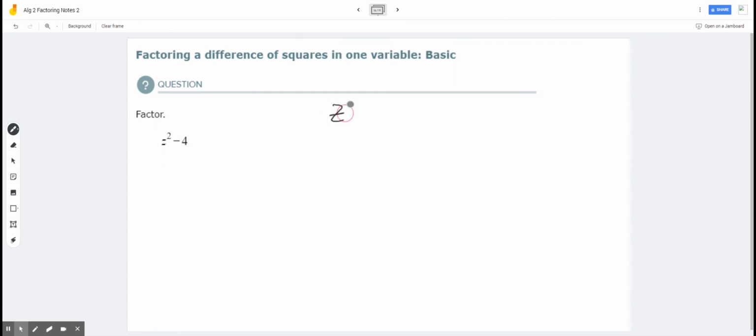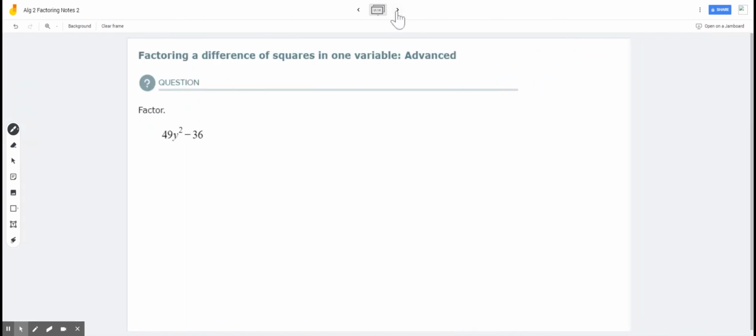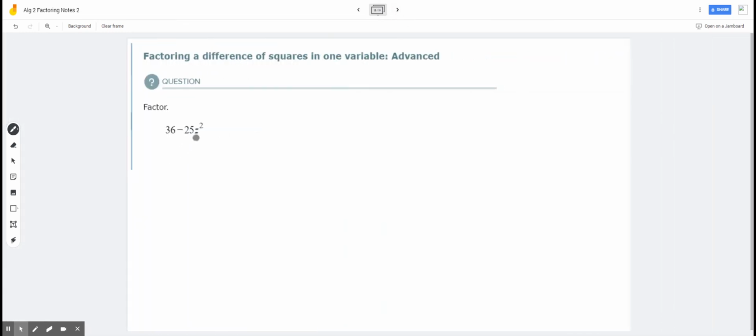z squared minus 4. Z minus 2, plus 2 makes 0. Keep going. Okay, now we don't have a 1. Who cares? We are so smart. We know that the square root of 49y squared is 7y. We know that the square root of 36 is 6. And so the answer to this is (7y minus 6) times (7y plus 6). Okay, moving on. Last one.